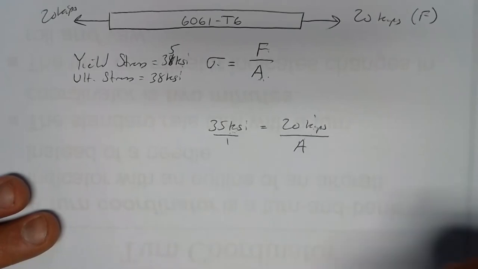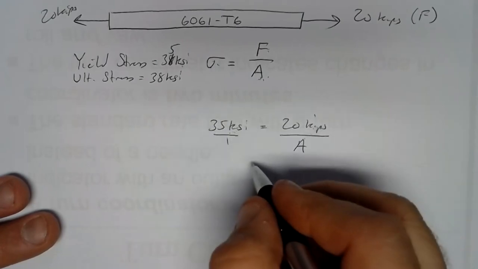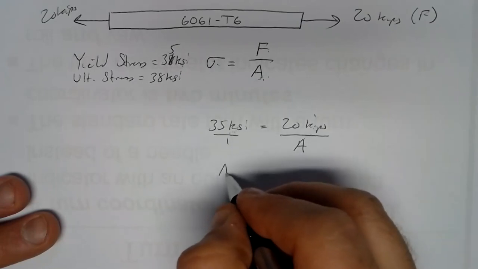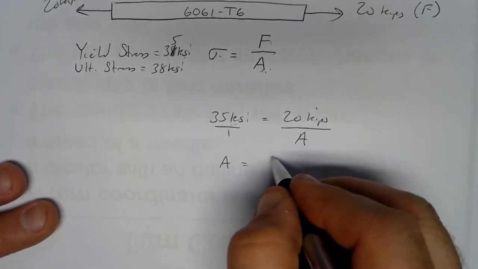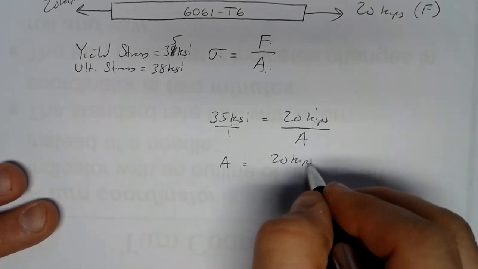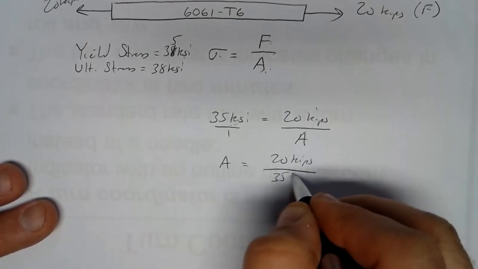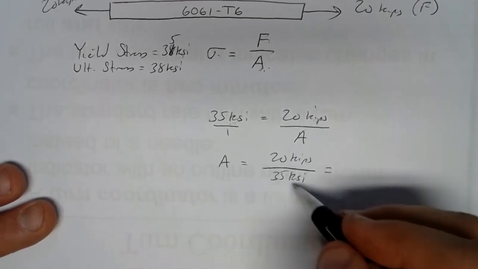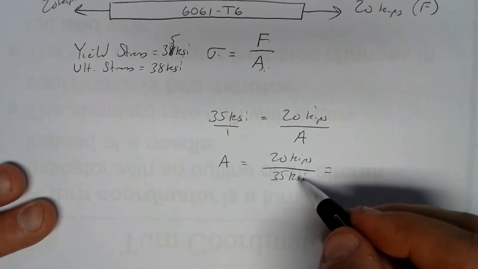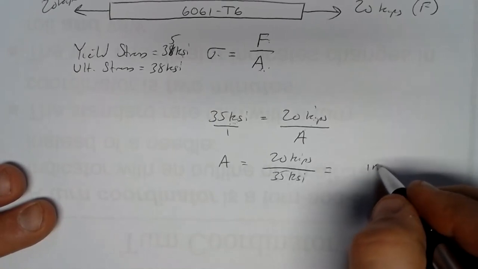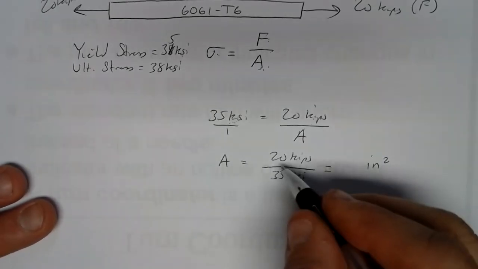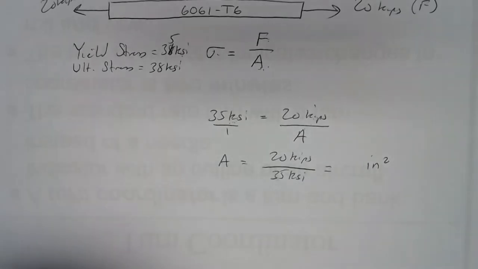We can just cross multiply. So 20 kips times the area, if we solve this equation, we'll have 20 kips divided by 35 KSI. Now, if you work through the units here, remember that a KSI is a kip per square inch. This will give us square inches, and I'll leave that to you to figure out for yourself. But we've got 20 divided by 35.